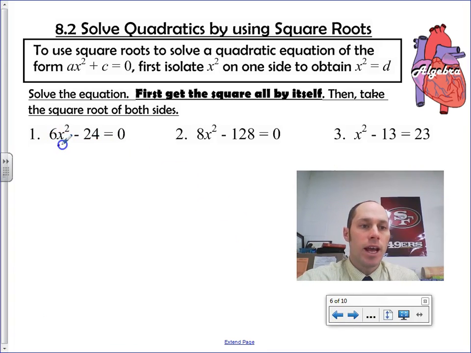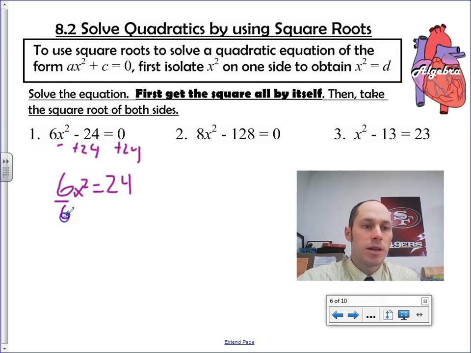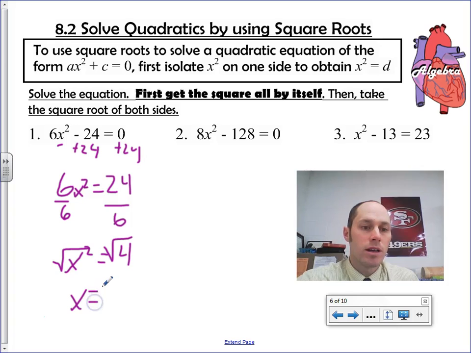Here, I've got x that I can isolate. So if I solve this for x, I add 24 to both sides. I'll have 6x squared equals 24. And then I can divide both sides by 6 and get x squared equals 4. And then I can take the inverse of squaring, which is the square root. When I take the square root of 4, I get plus or minus 2 because I have a positive or negative root for that. So if I can isolate x and get it all by itself, why not do that? It works a whole lot quicker.